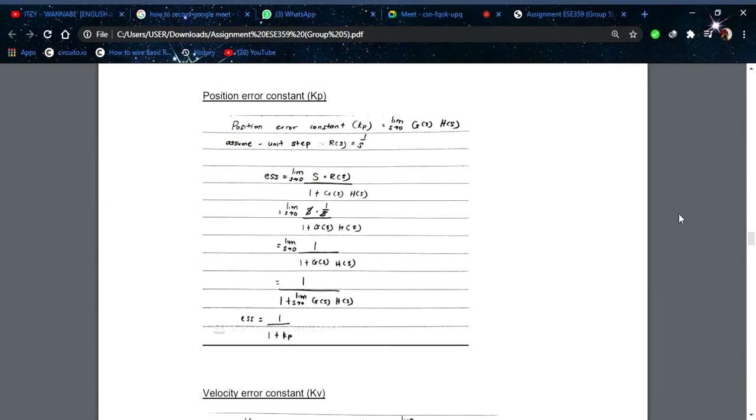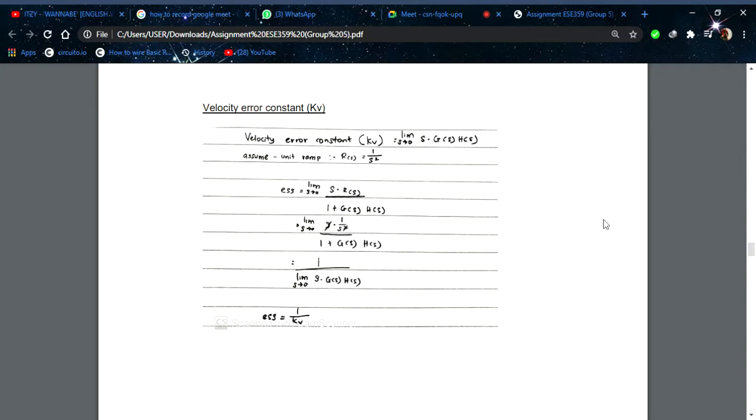Then the derivation of position error constant Kp. Position error constant equals lim s to 0 of G(s)H(s). Assume unit step R(s) equals 1 over s. Then ESS equals lim s to 0 of s multiplied by R(s) over 1 plus G(s)H(s). Then we substitute R(s) with 1 over s, and we cancel it. Then we get lim s to 0 of 1 over 1 plus G(s)H(s). Then we convert it, we get ESS equal to 1 over 1 plus Kp.